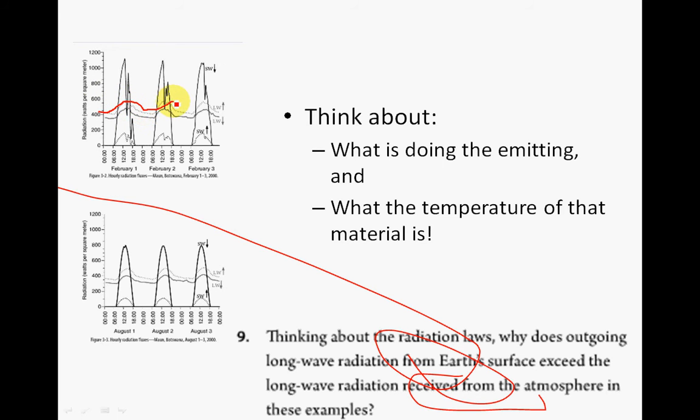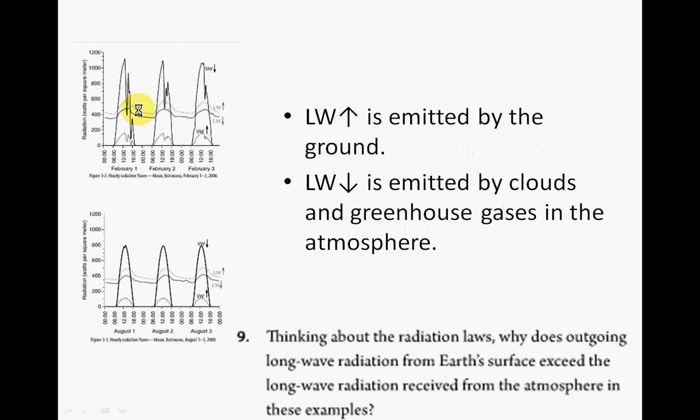The answer as to why longwave up is always more than longwave down in these graphs is to think about what's doing the emitting. Longwave up is being emitted by the surface of the Earth. Longwave down is being emitted by cold things like clouds and gases up high in the atmosphere. Especially at a fairly tropical location like this place in Botswana, the ground is certainly going to be warmer than the clouds and gases are.